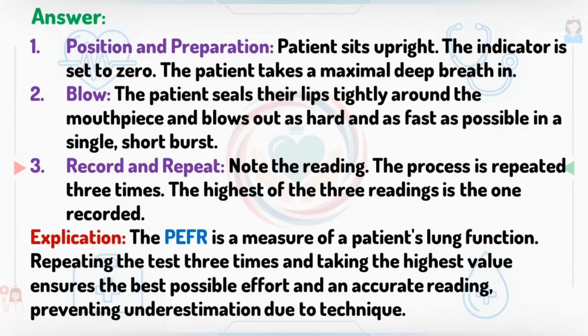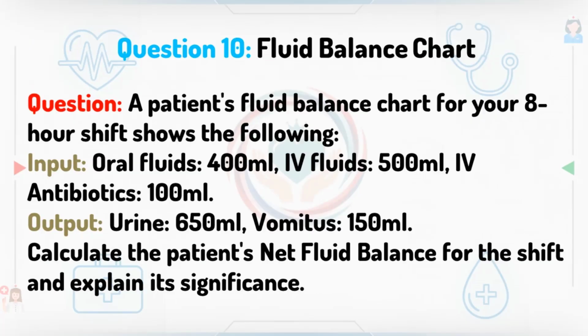3. Record and repeat. Note the reading. The process is repeated 3 times. The highest of the 3 readings is the one recorded. Explication. The PEFR is a measure of a patient's lung function. Repeating the test 3 times and taking the highest value ensures the best possible effort and an accurate reading, preventing underestimation due to technique.